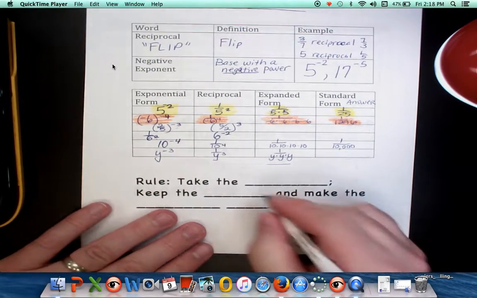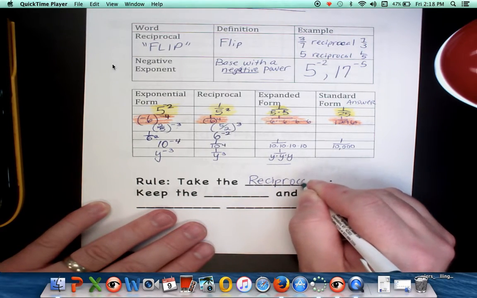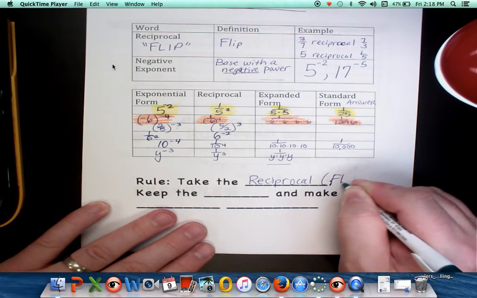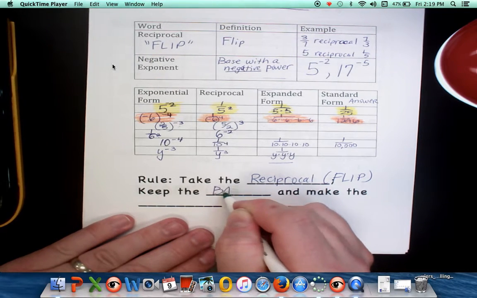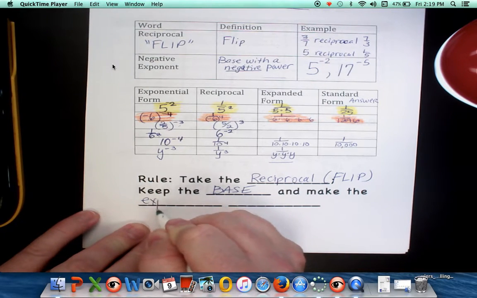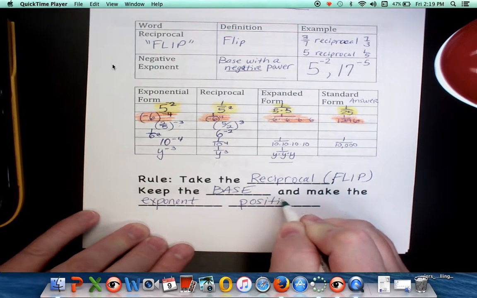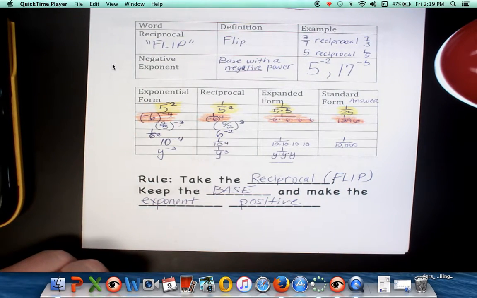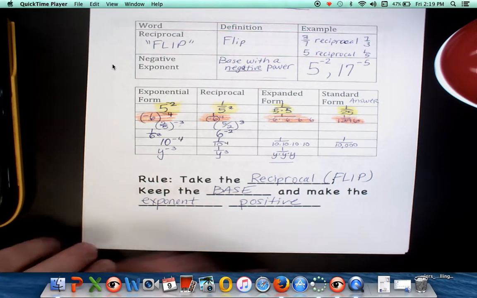Okay. So basically, all I'm doing here for the rule, when I have negative exponents and I want to get rid of it, is I'm taking the reciprocal, which means to flip it. Okay? I'm going to keep the base, which is the big number, and make the exponent positive. So that is the rule. Okay? So if I follow that rule, I'm going to flip it over, take the reciprocal, which means flip, keep the base, change it to positive.